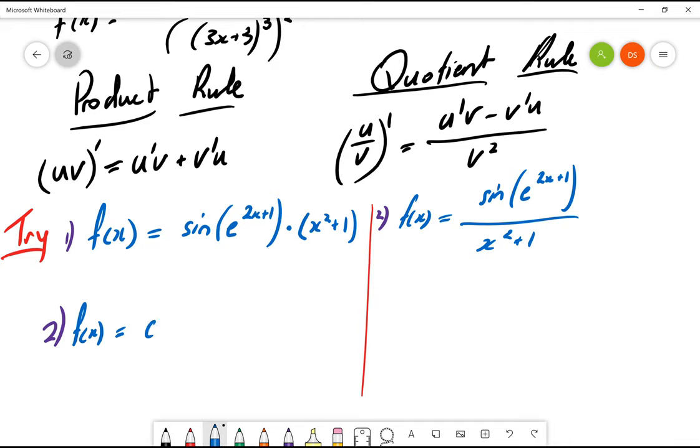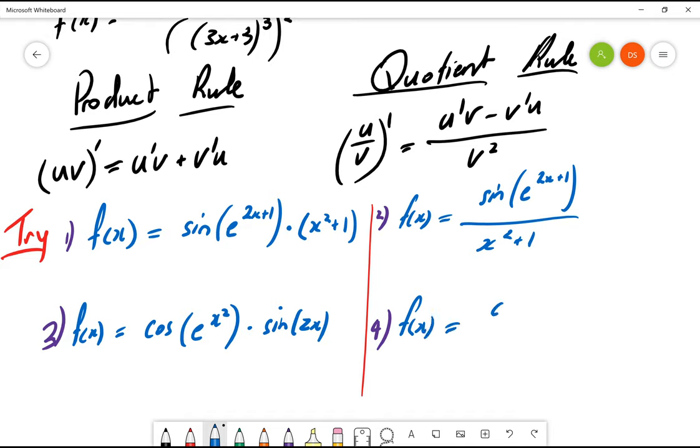Let's give me another one. Cosine of e to the x squared times sine of 2x. And no, that's not question 2, that's question 3. Question 4. I'm not trying to make maths hard for you. I'm trying to offer you interesting maths questions. Okay, there's your 4 questions.